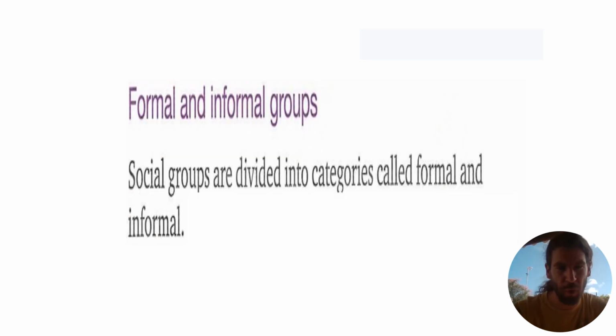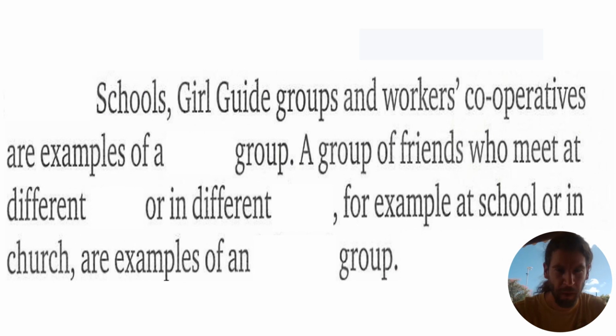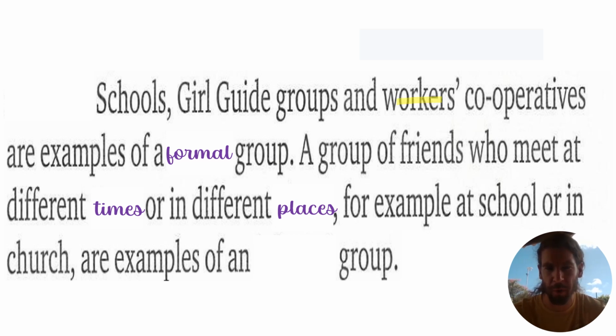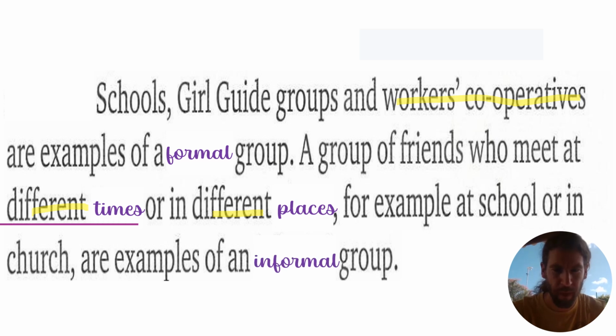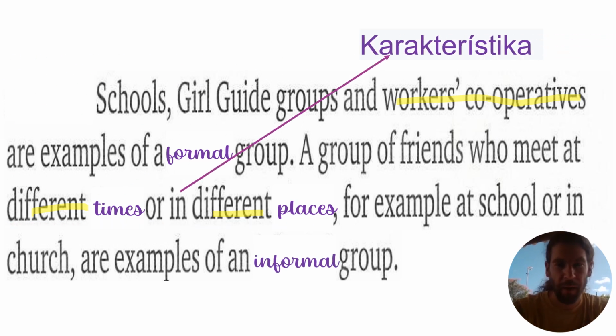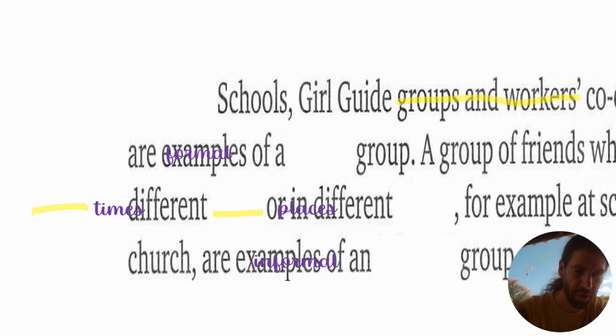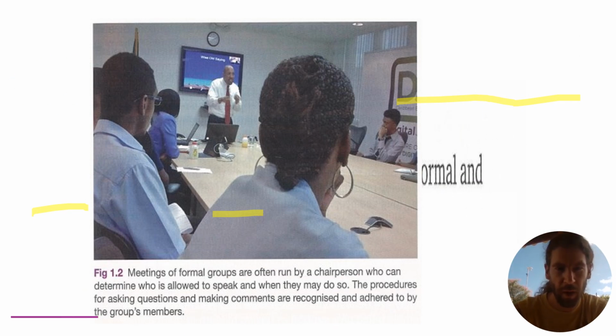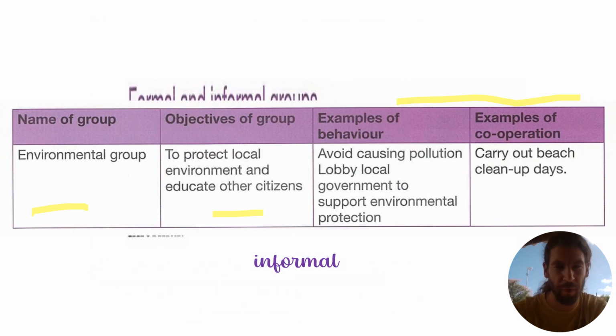You have formal and informal groups. Formal groups are like workers' cooperatives, for instance, a labor union. An informal group meets at different times at different places, and these are examples of an informal group. That fifth characteristic of an informal group is meeting at different locations and different places. We also did this; you can look at my former video for this.